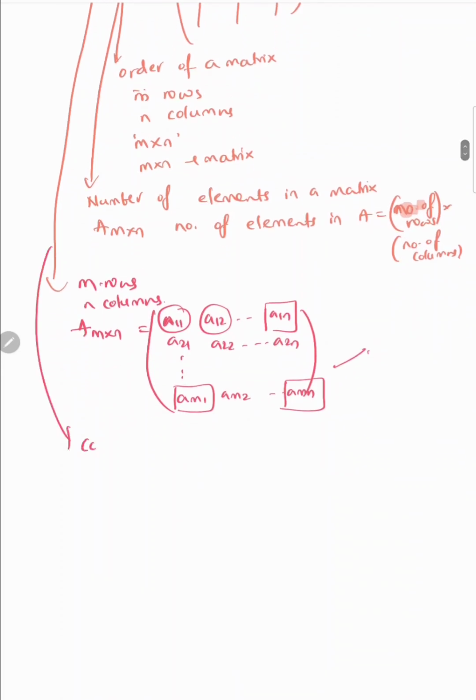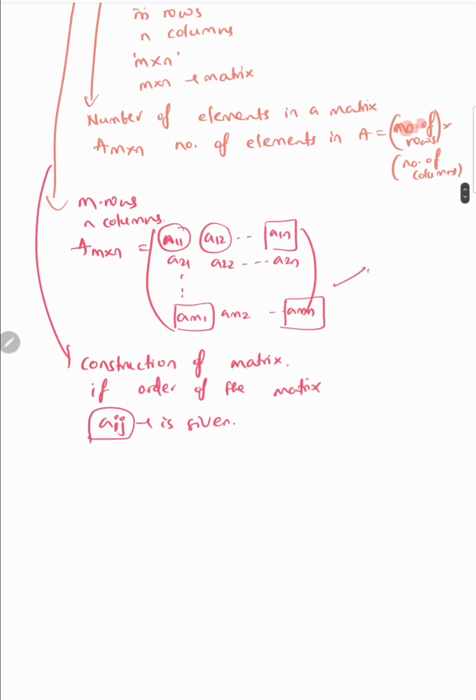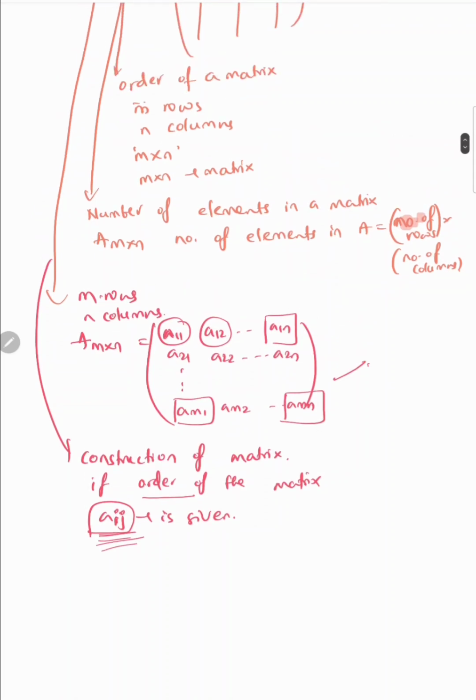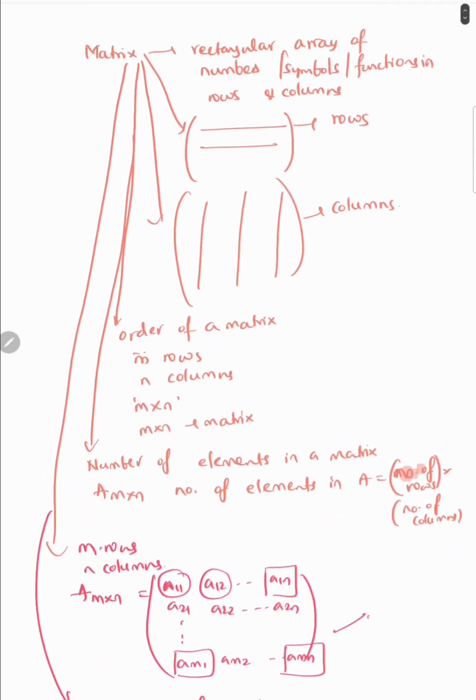Now, construction of matrices. A matrix is constructed if we have information about the order of the matrix and the ijth entry of the matrix. Means aij should be given. Here aij is nothing but the entry in the ith row and jth column. So if aij is given and the order of the matrix is given, then we can construct the matrix of the required order and required type of elements. So this is all about the previous session.